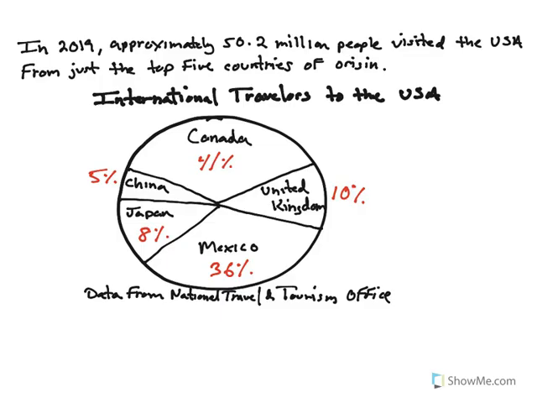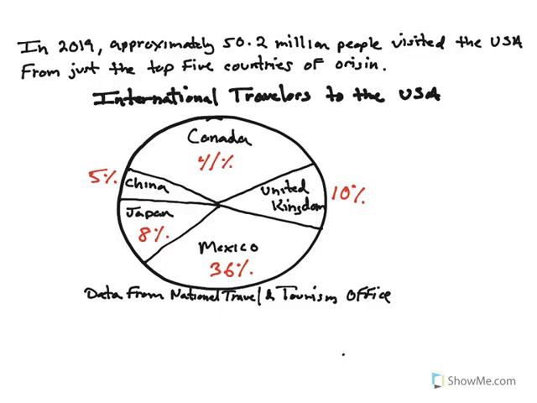So we want to use this graph to find out what share was from Canada, or from Japan, or from China, okay? And if we look at the sector for Canada on top, you can see that's 41% of international visitors from Canada, okay? So China has 5% and Japan has 8%.